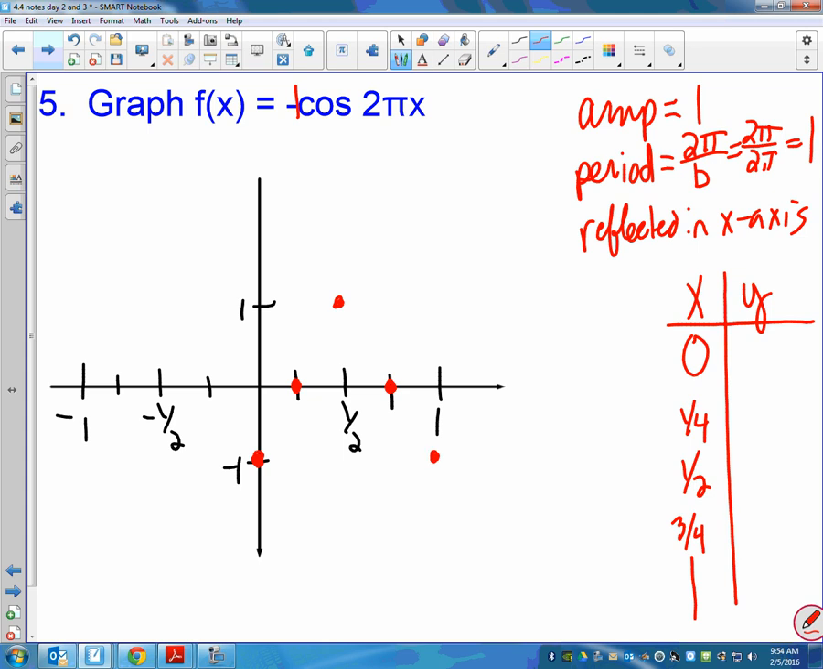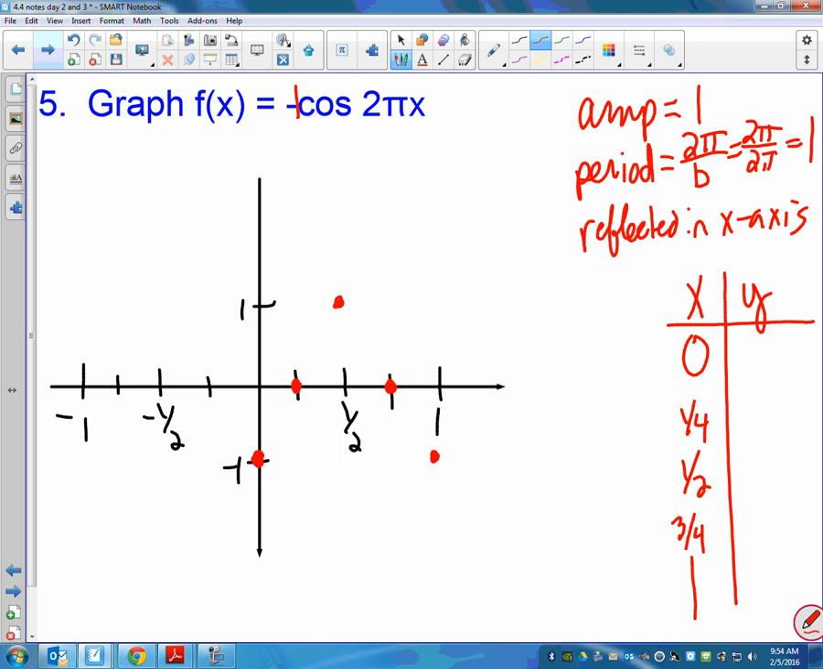And if you feel really lost on these graphs right now, that's where you should be practicing. Do I know what the graph looks like? Do I know the 5 key points every time? And then cosine's even, so it's exactly the same on the other side. And then you just make your graph. It's flipped over.